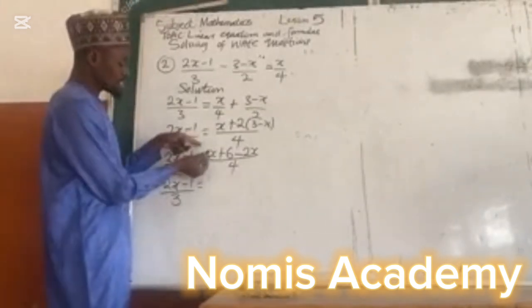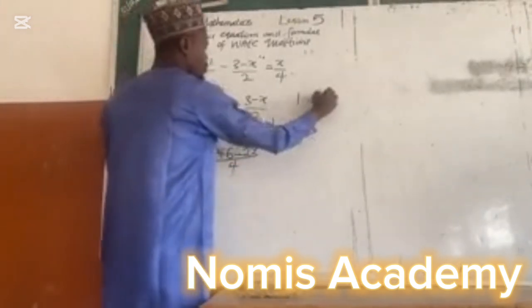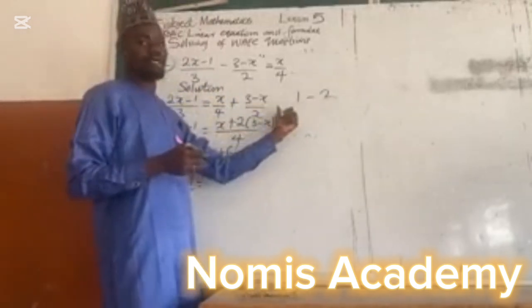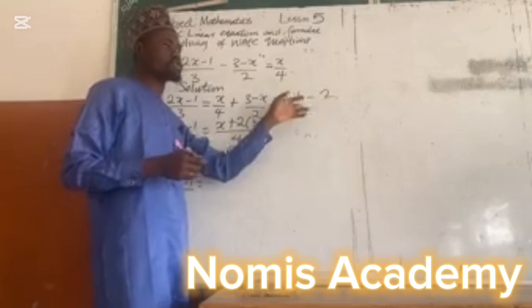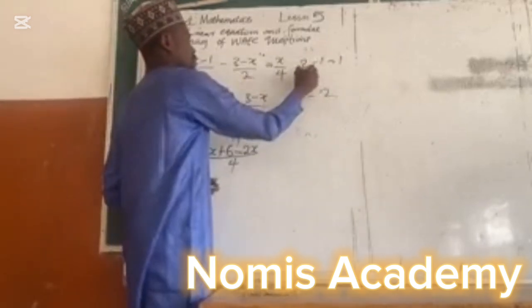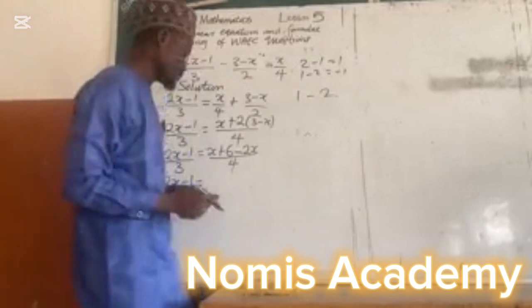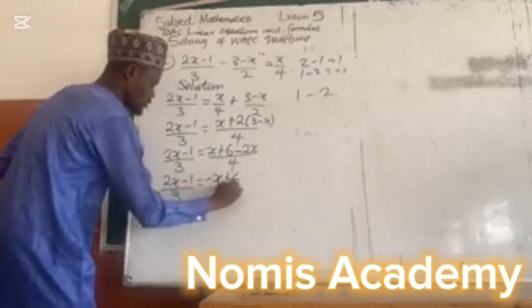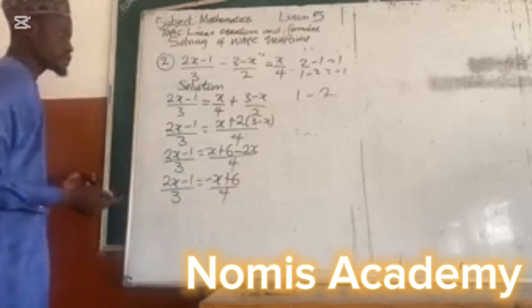The coefficient of this x is 1. It is 1 minus 2. Is there any way? There's no way you can subtract 2 from 1. Therefore, you have to borrow 1 to add to this to make it 2, and 2 minus 1 is 1. Since I will interchange, 1 minus 2, the answer is minus 1, which means it's minus x now, plus 6 all over 4. You have to cross multiply.